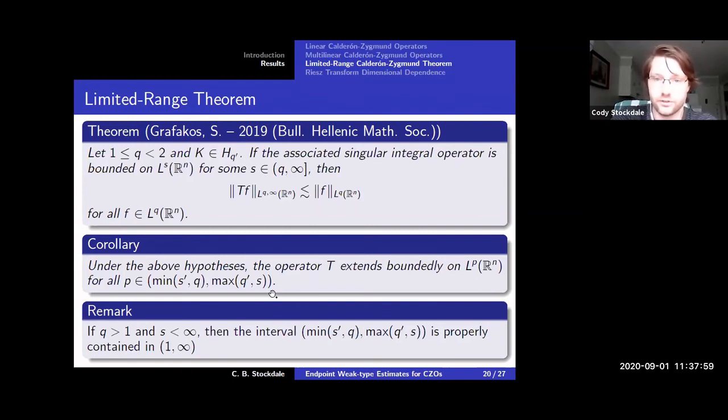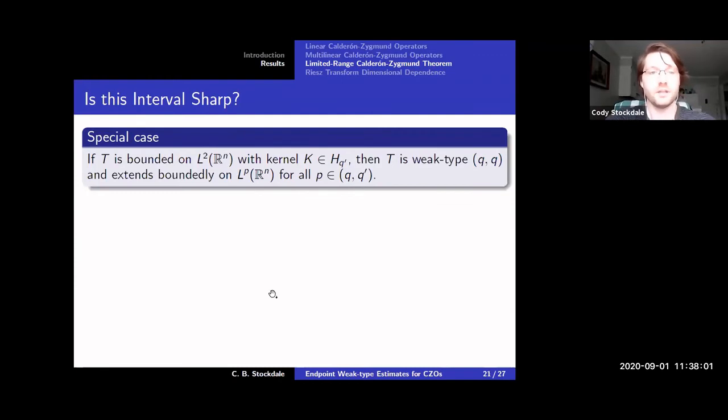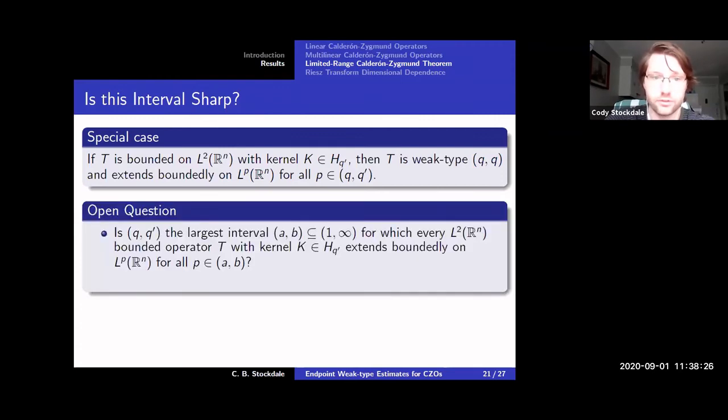So let's just digest this in a special case. If we assume a priori that our operator T is bounded on L2, and we take a kernel that's in the HQ prime, then our theorem says that T is going to be weak type QQ, and it's going to be bounded for all P in this Holder symmetric interval. So from this, we can assume a weaker smoothness condition and still get an interesting theory, but there are still some open questions here that we're trying to solve.